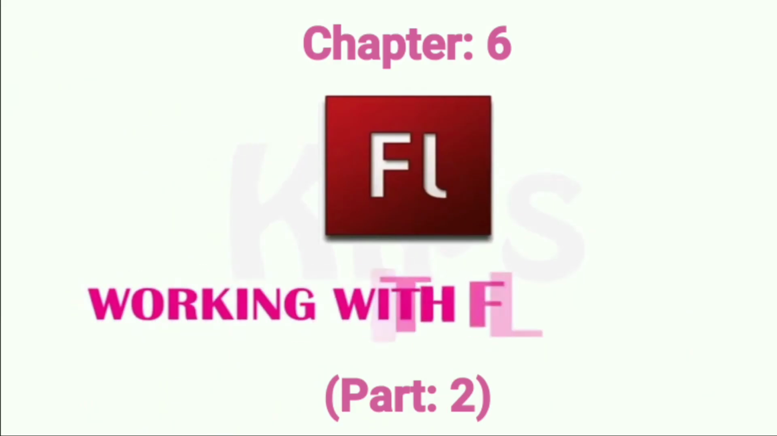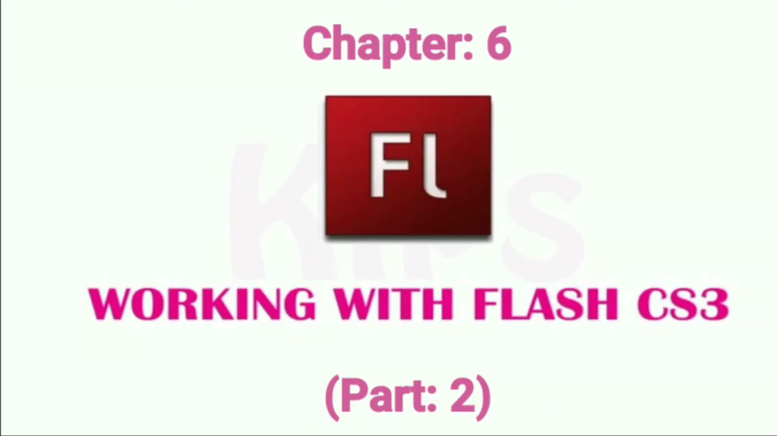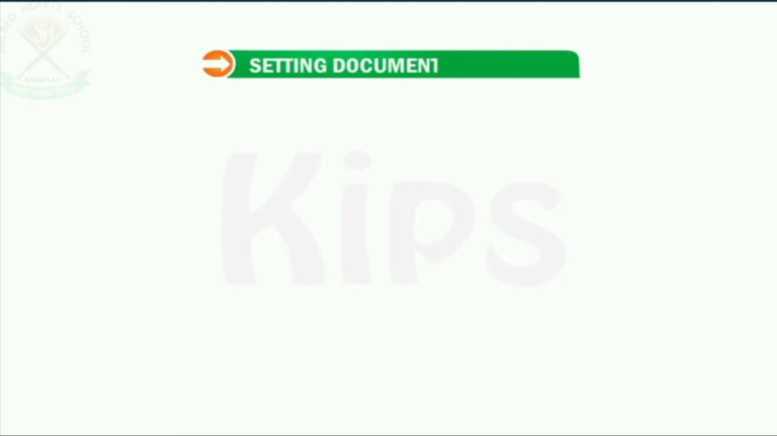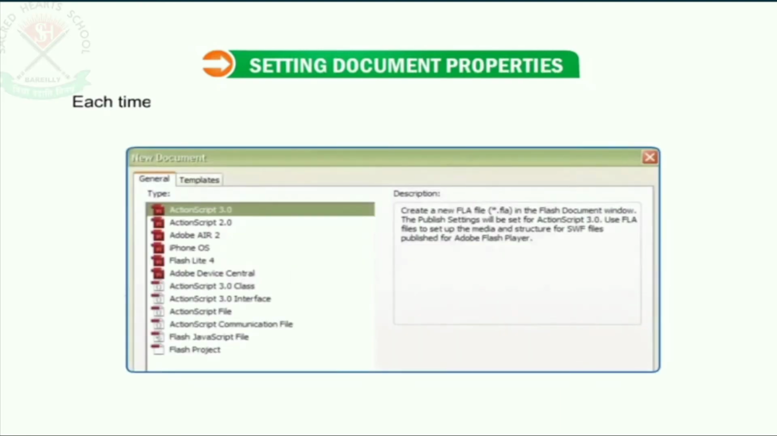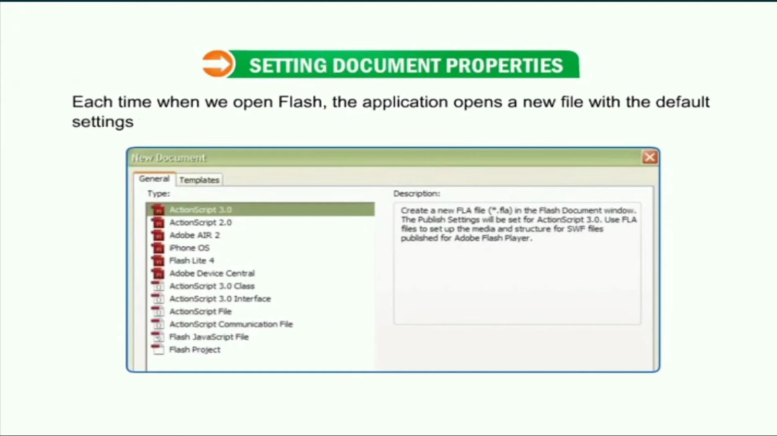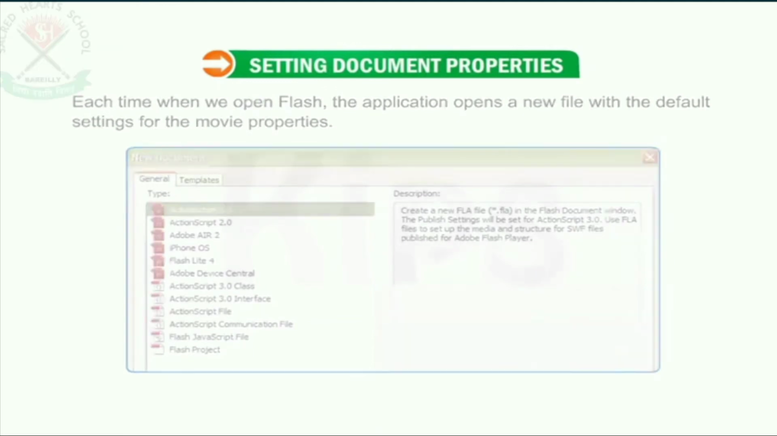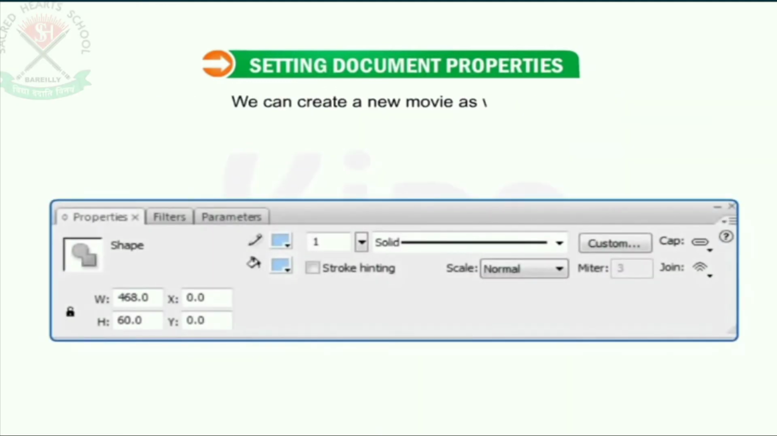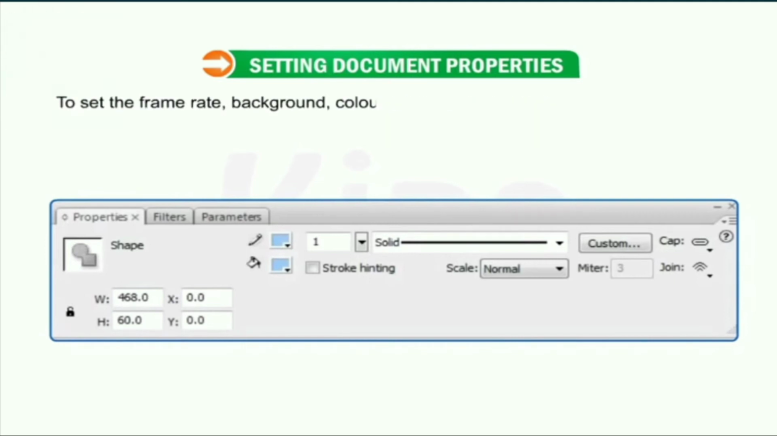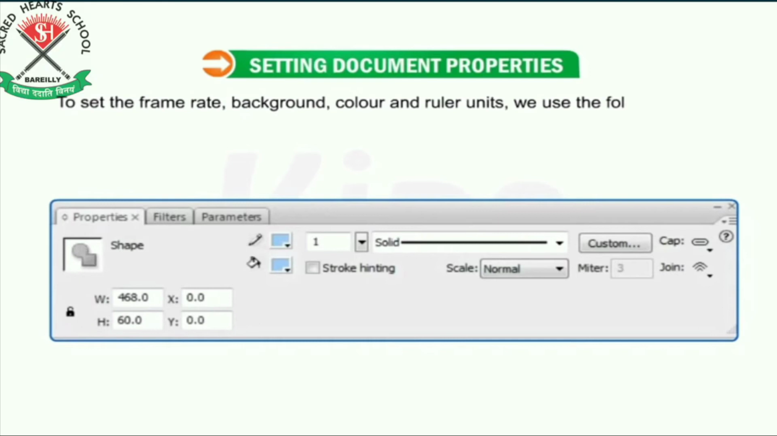So, in computers, today we will continue with chapter 6, that is working with Flash CS3. Let's get started. Let's continue with setting document properties. Each time we open Flash, the application opens a new file with the default settings for the movie properties. We can create a new movie as we work. To set the frame rate, background color and ruler units, we use the following steps.